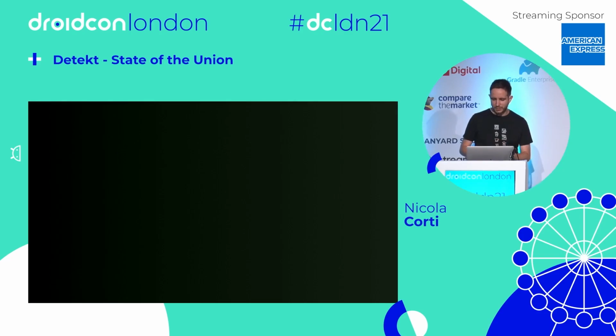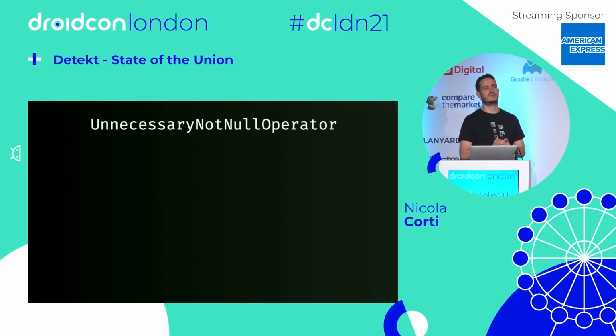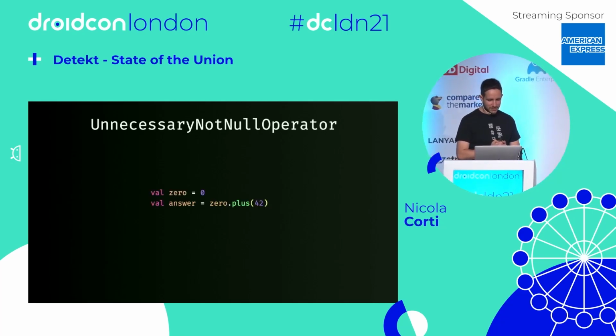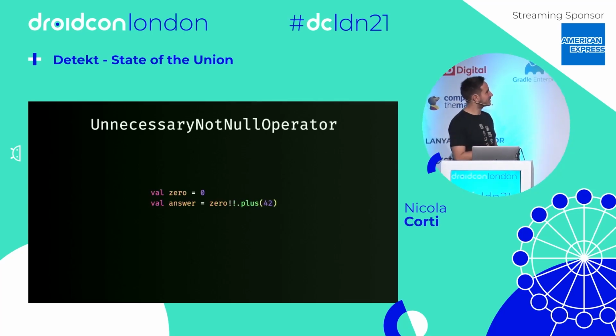Let me give other examples of other rules. There is another one, a little bit more complex, called unnecessary not null operator. This rule is checking if you have a not null operator that is unnecessary. Quite obvious. But let's check this code.